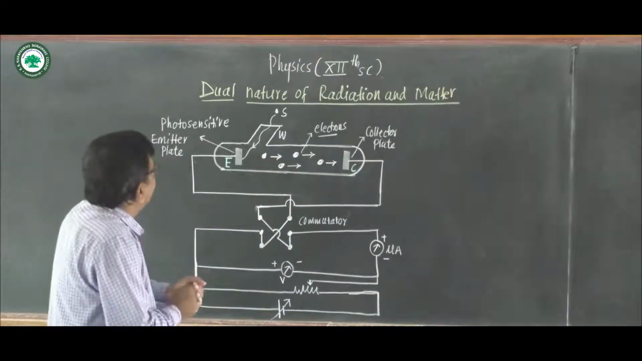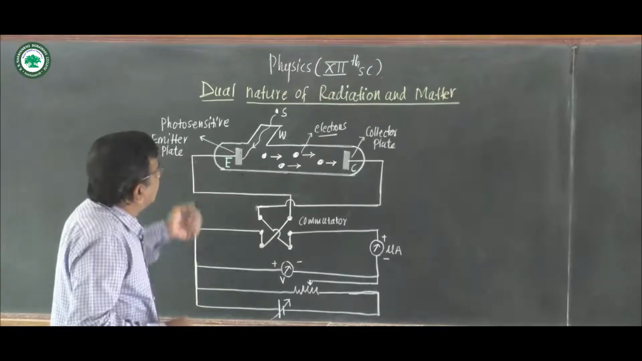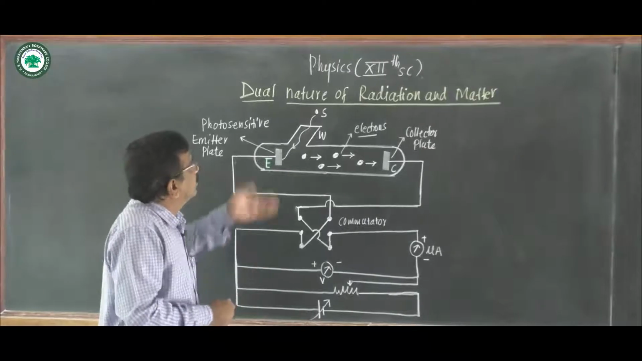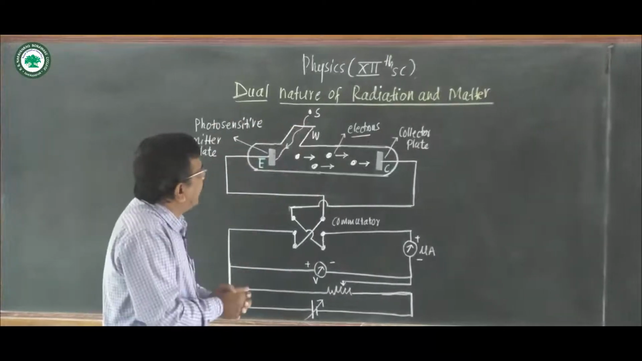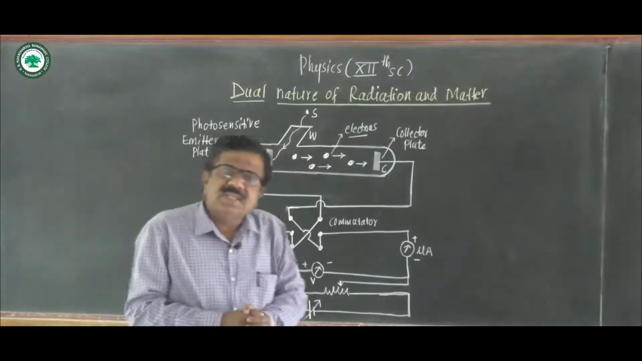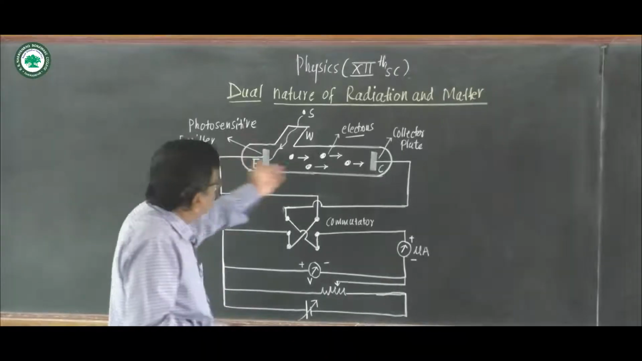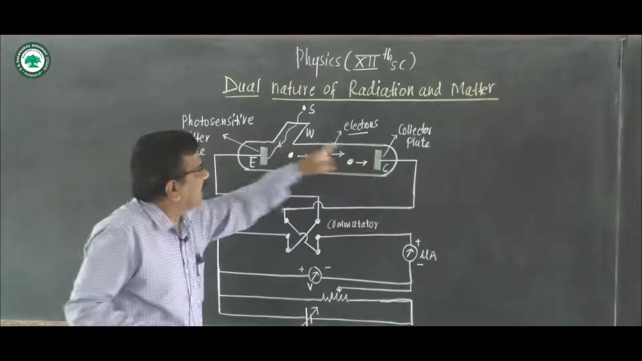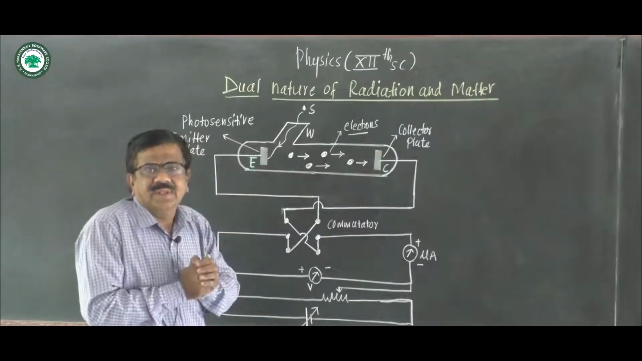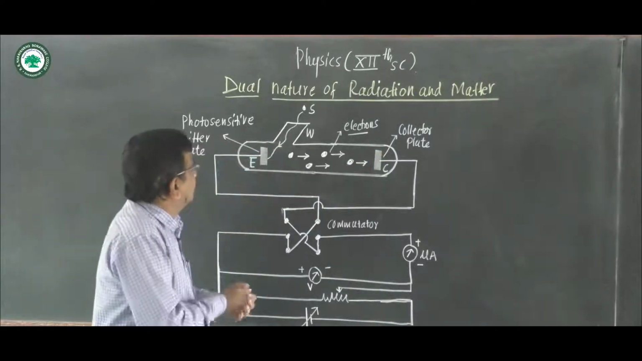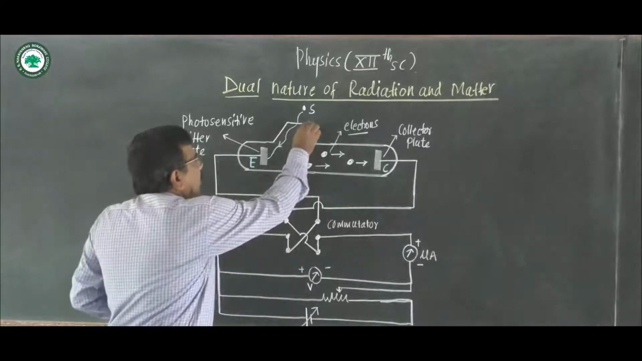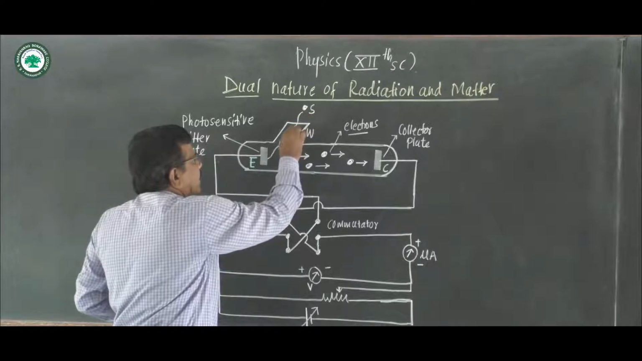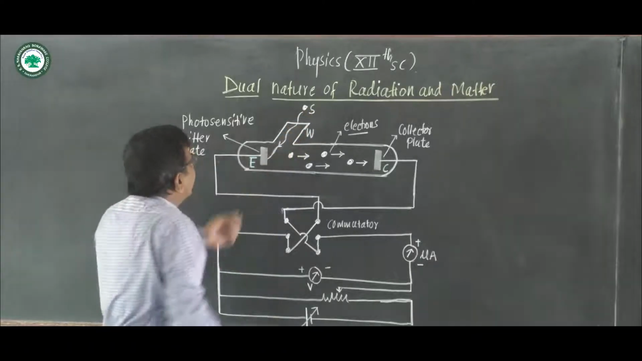In the last lecture we studied the photoelectric effect from the chapter Dual Nature of Radiation and Matter. This is an experimental setup of the photoelectric effect. We know it consists of an evacuated glass tube having a side window W, a quartz window. Through this window, light from the source enters and falls on the emitter plate.